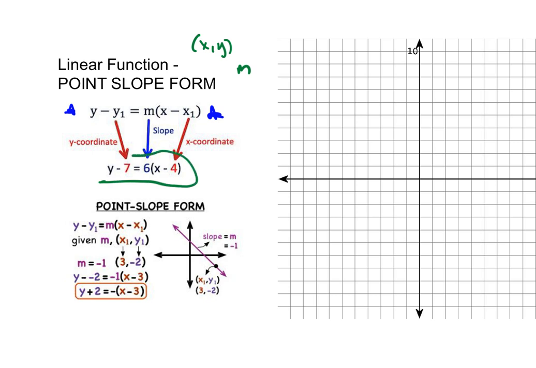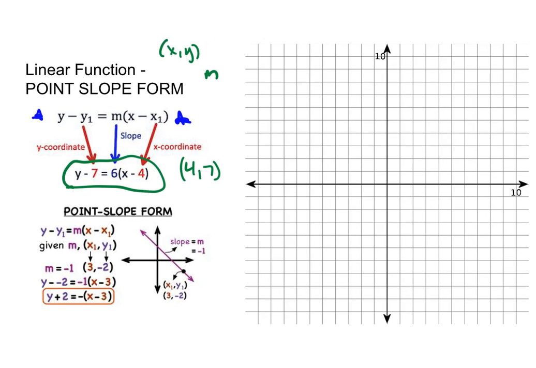So y minus 7 equals 6 times x minus 4. What does that mean? That means this line has the point (4, 7) with a slope of 6. So that means it's going to be (4, 7), slope of 6. I'm going to go up 6 over 1, which would be right about there. If I come backwards, it'd be like down 6, back 1.